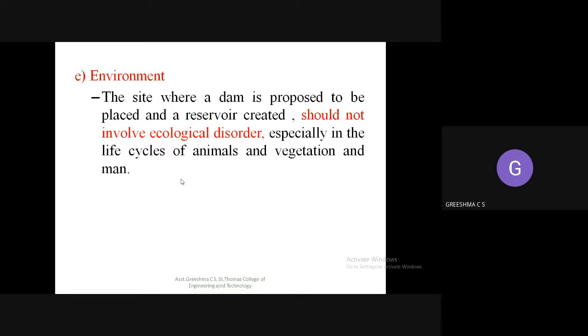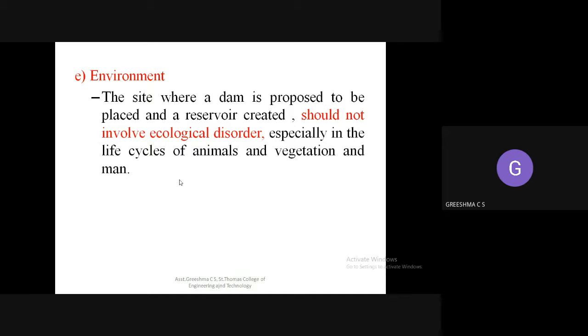Now, as I told you, there is a group called the professional engineers group. What they are actually doing is that their innovation should be in such a way that they are not causing any disorder to the environment. Every person in this world has a right to live, even including animals and vegetation. Every life has a right to live.